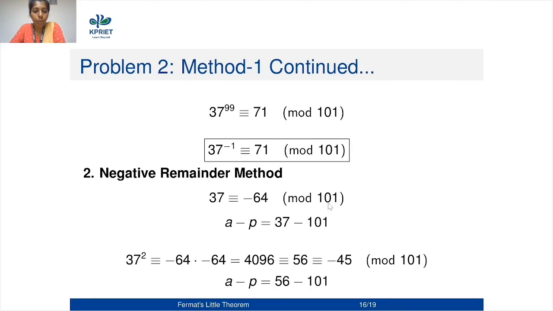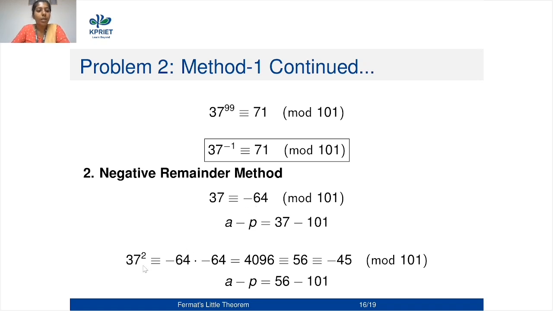So to solve the same problem, I am going to use the negative remainder method. Starting this, 37 is congruent to, I don't know what the remainder is, but I know one thing: my number A is less than my prime number P. So in this case, I can take the remainder as A minus P. So 37 minus 101 gives minus 64. So this is the first remainder.